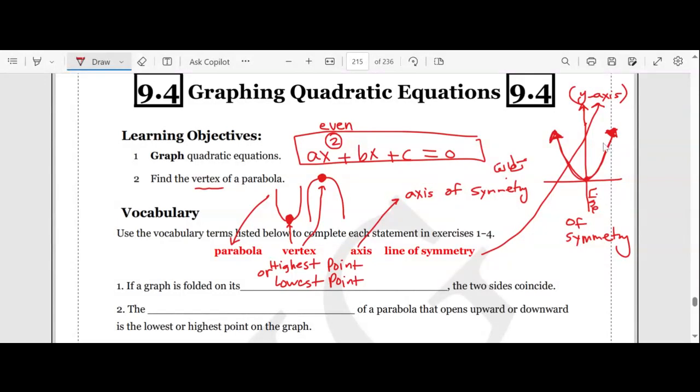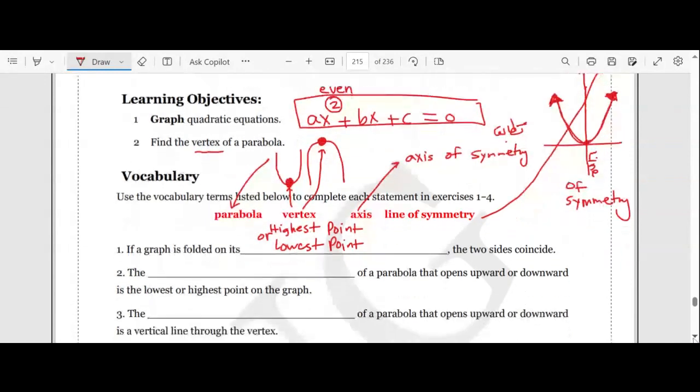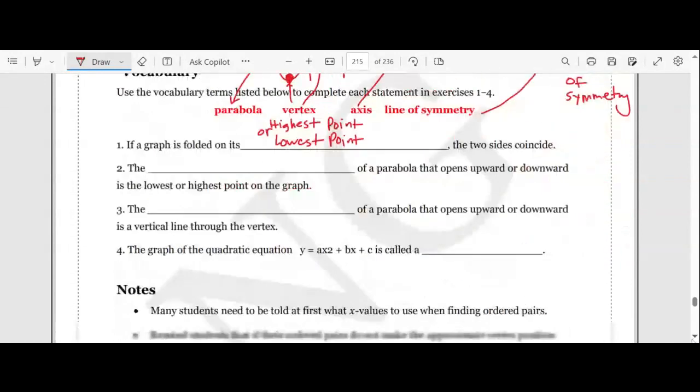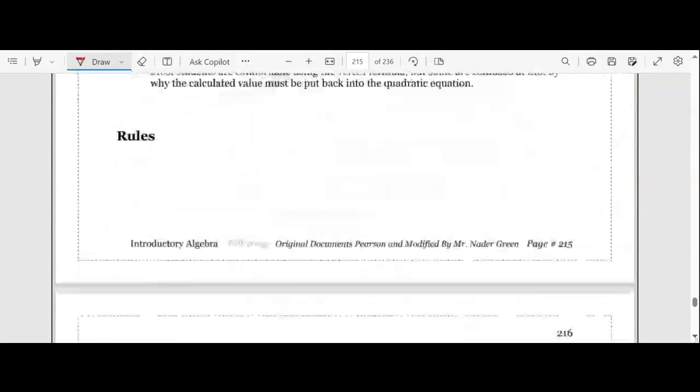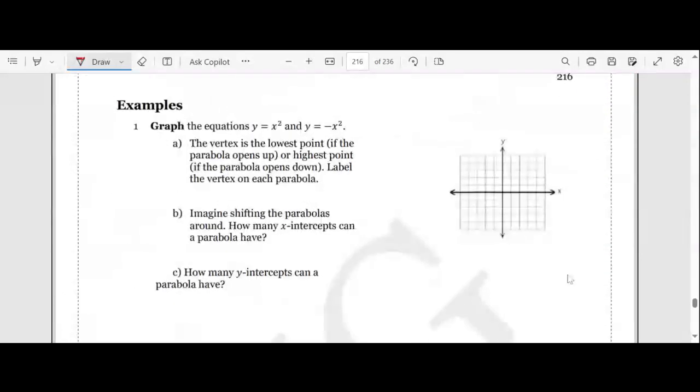Just like the mirror. When you stand in front of the mirror, what happens to you? You see yourself, right? So the mirror is your symmetry line. So please use those words in the statements below. Okay, so let's go for the first one. Graphing the equation y equals x squared and y equals negative x squared.